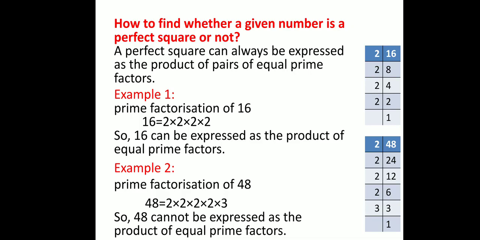Now, taking another example, prime factorization of 48. Here, if I do the prime factorization of 48, the factors will be 2 into 2 into 2 into 2 into 3.